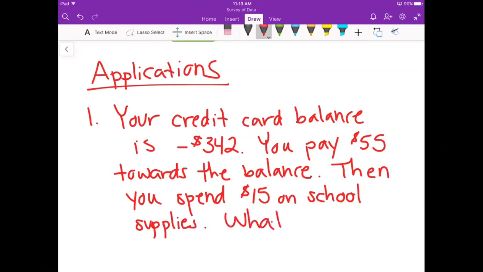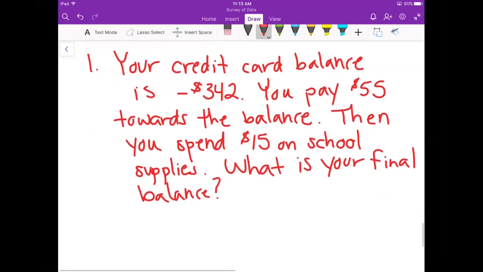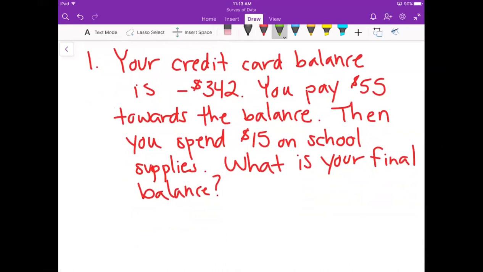Can you figure out what is your final balance? Okay, so we have to think about what's going on here. So let's start from the beginning. We're starting at a balance of negative $342, and we pay $55 towards that balance. So let's stop there first and figure out what our balance is at that point.